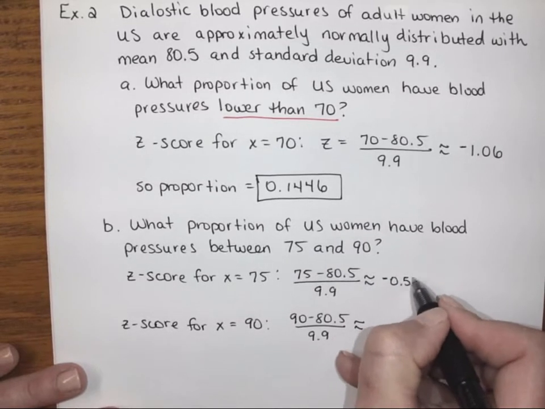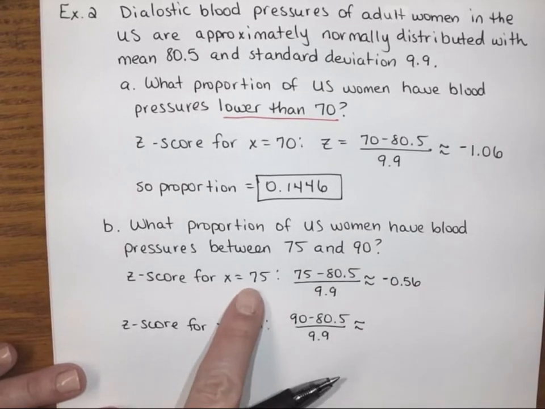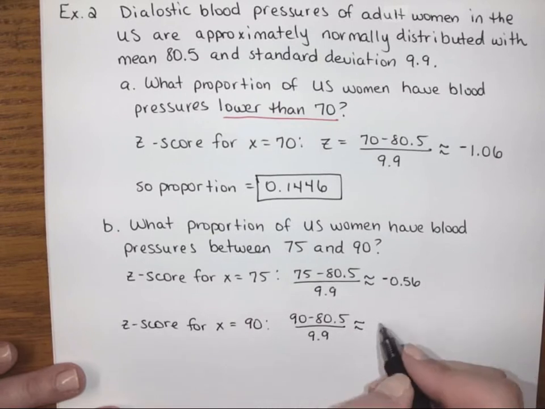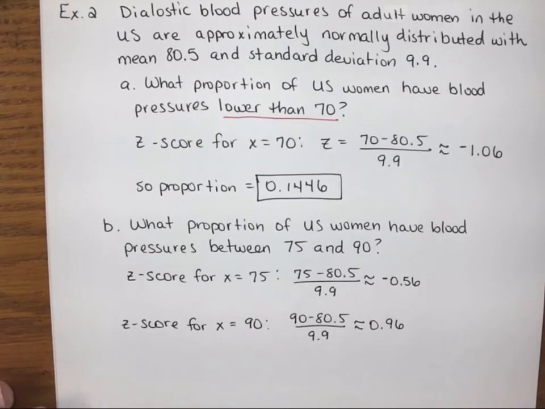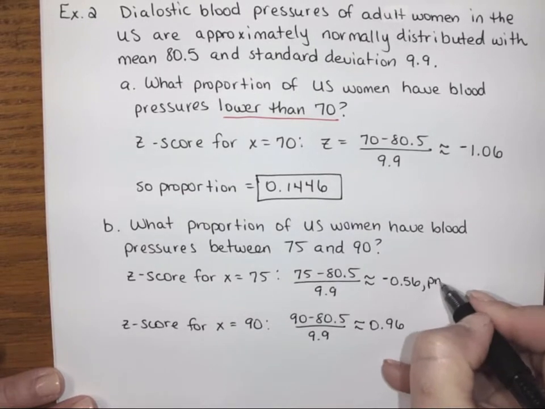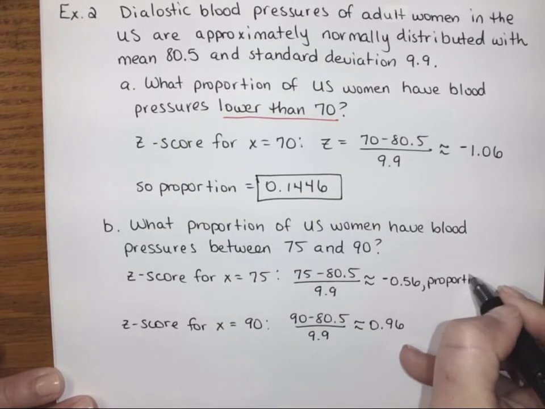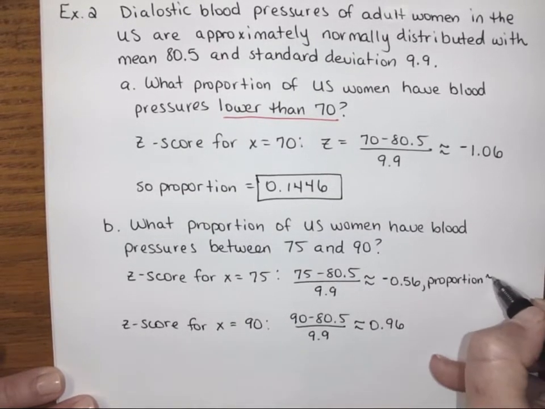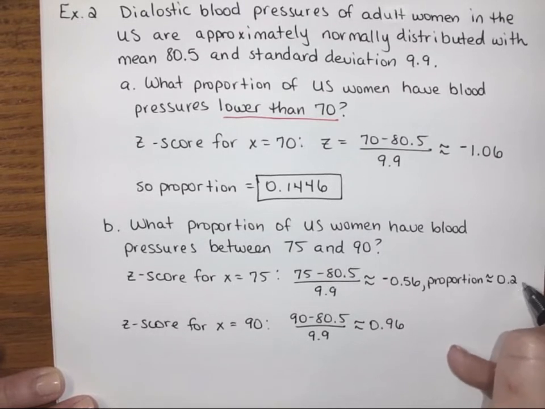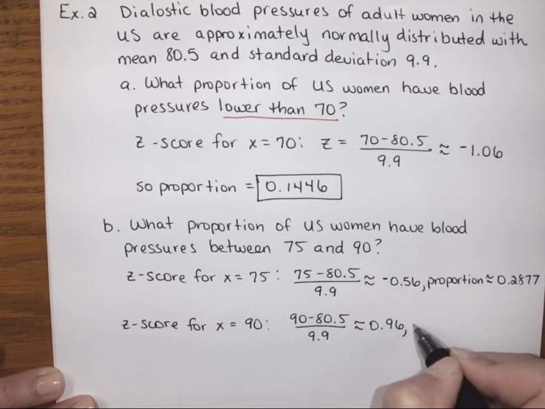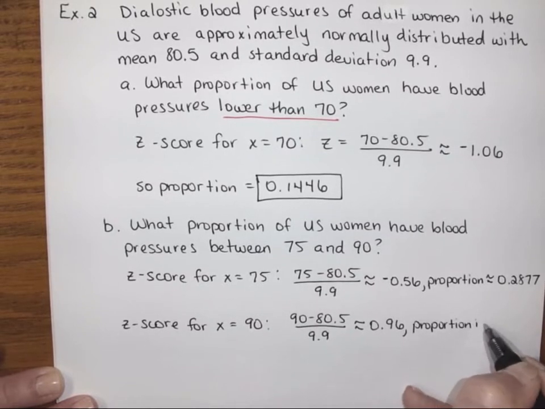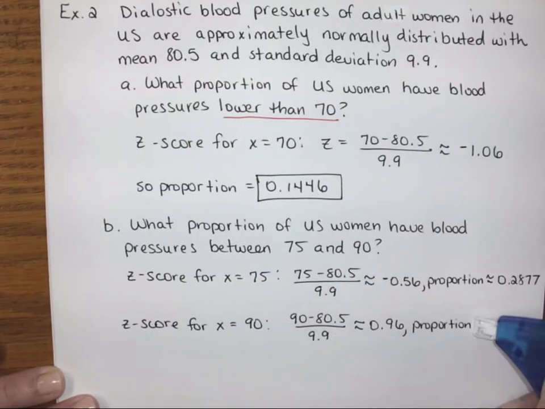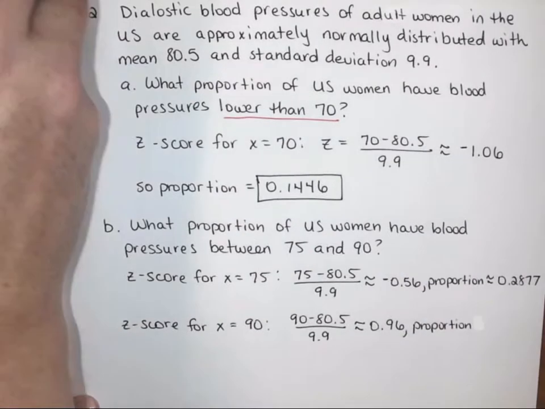But here I get negative 0.56, not surprising, right? 75 is less than the 80.5. And then here I get a positive z-score since it's bigger, of 0.96. Okay, so you read the chart and you tell me what the proportion is. So here the proportion is 0.2877. And for 0.96, the proportion is about 0.8315.